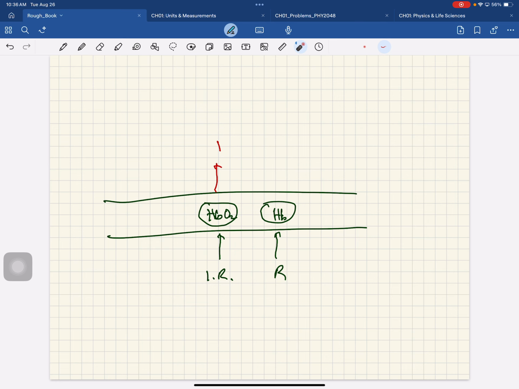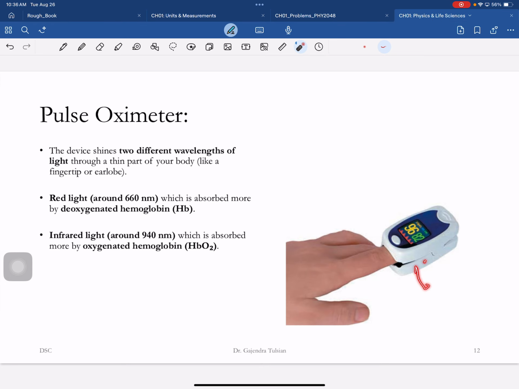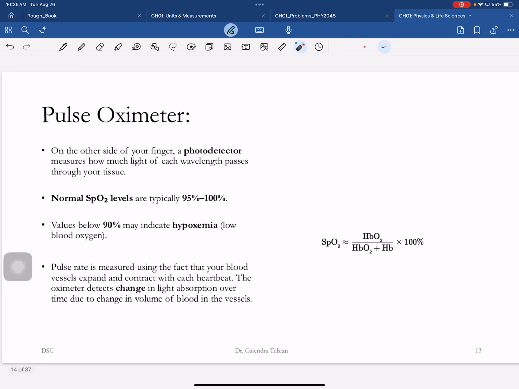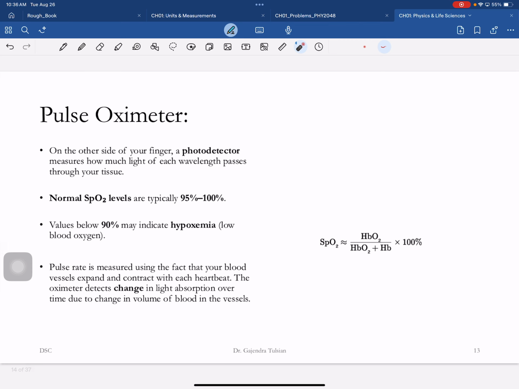So that's what this is. It's got two beams and it's got detectors for the two beams. And here's the definition. This is oxygenated hemoglobin, and this is oxygenated plus unoxygenated hemoglobin. And that gives you the fraction of your blood that is oxygenated. Of course, you want to be close to 100%.